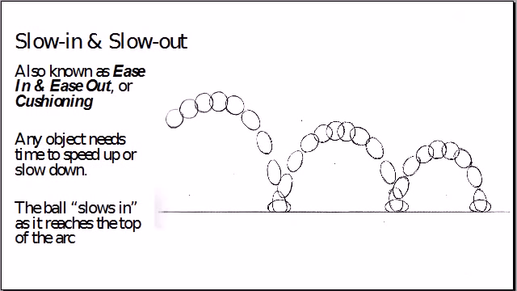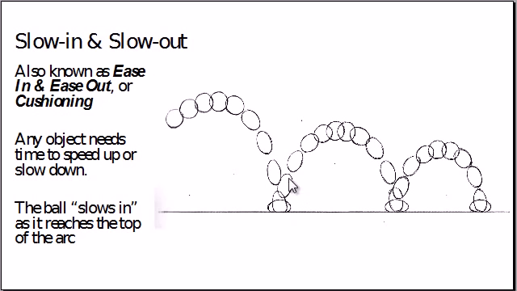Okay, slow ins and slow outs. These are also sometimes called ease ins and ease outs, and sometimes called cushioning. Basically, it's about physics. Objects need time to speed up and slow down. And this bouncing ball here, as it reaches the top of the arc, it will slow in to the top. Then it starts to ease out again, and then hits the ground, bounces up, and then slows in or eases into the top of the arc, and then slows out or eases out.